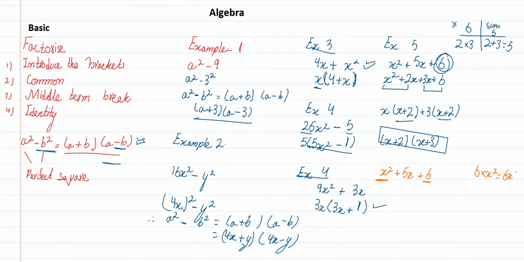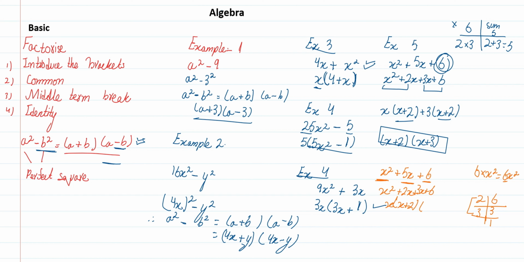6x square. Now take the number of the multiplied version and then take the LCM of it. So 2 times 3 is 6. Now with the help of this you get the correct pair, that is 2 and 3. So you have to use this 2 and 3 here and replace 5 like this. If you group these, you will get x square plus 2x plus 3x plus 6. Again x is common, so x plus 2.